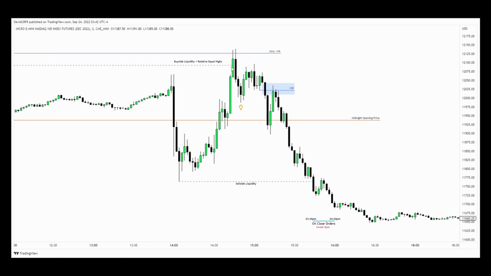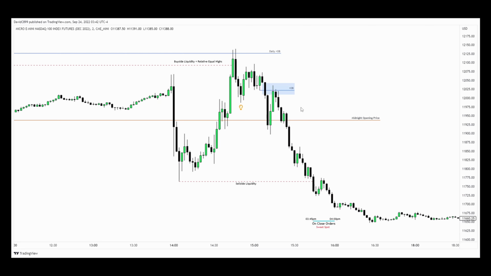Price traded into the higher time frame premium array and also raided the relative equal highs with buy side liquidity. Price rejected that level and is trading lower with a bearish market structure shift on that intermediate term low, and also price created this fair value gap, sell side imbalance, and this bearish order block.